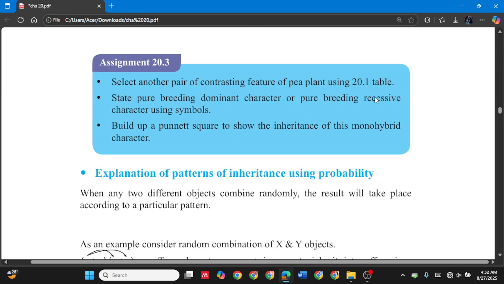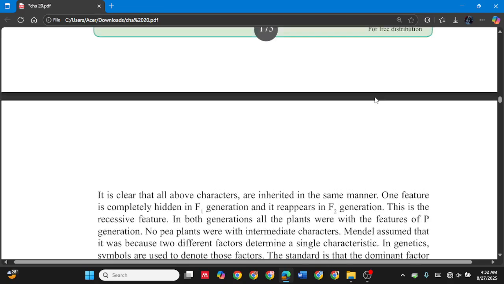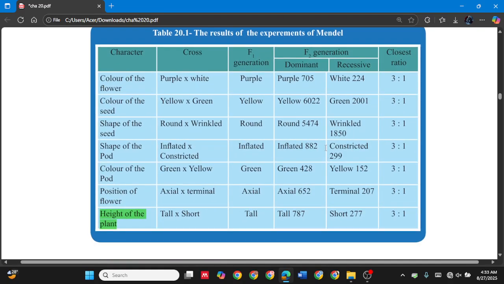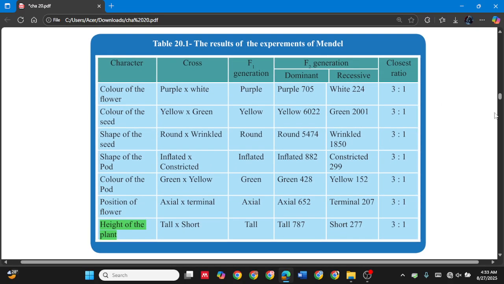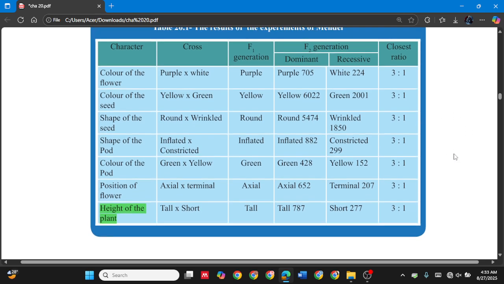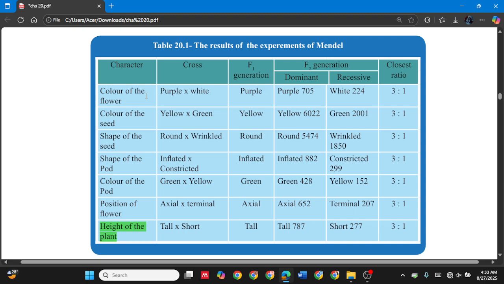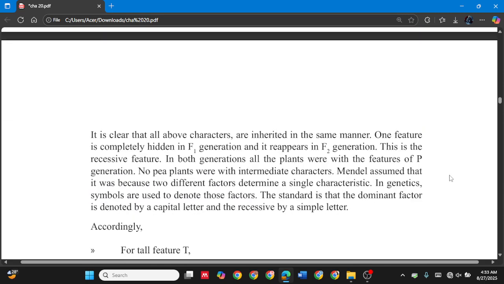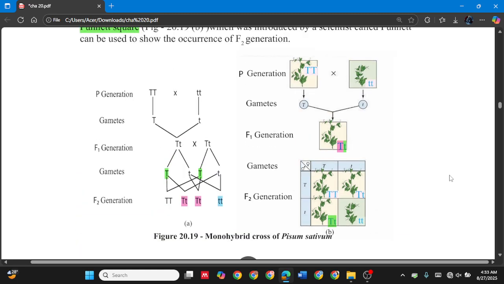Select another pair of contrasting features of pea plant using table 20.1. From this table, they are asking us to select another pair of characters, for example the color of the flower, and do this Punnett drawing.